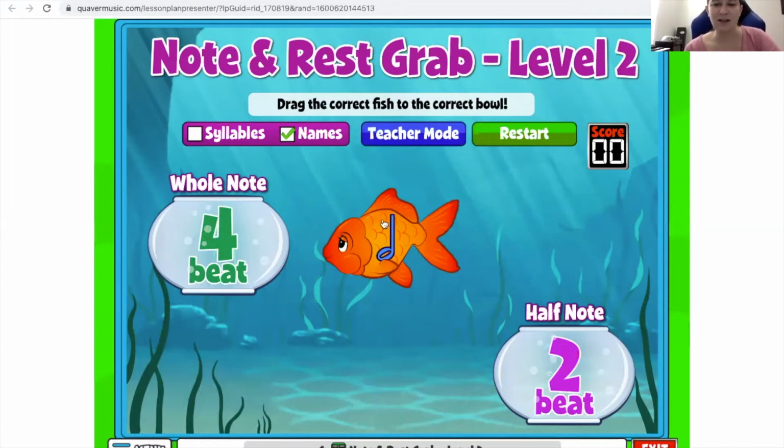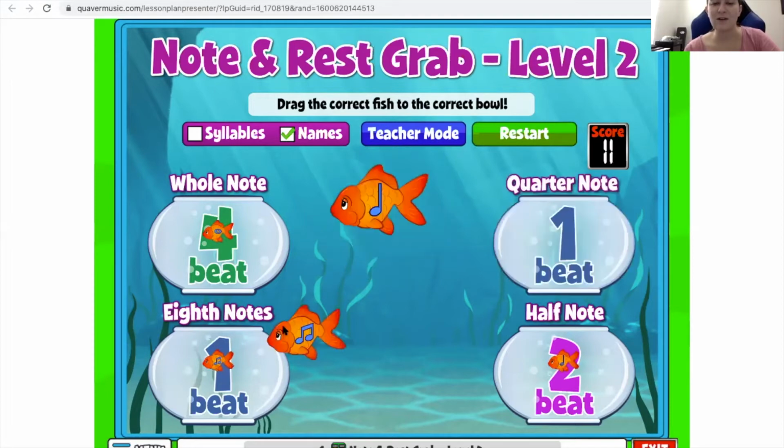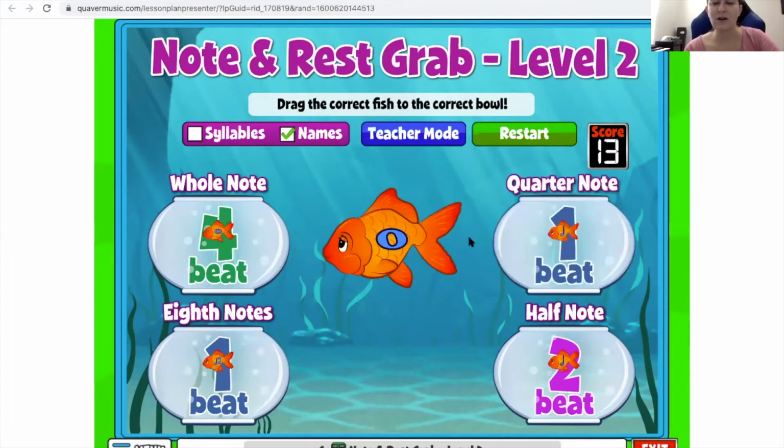Oh my goodness, that is going to be our half note. Here's another half note. Oh, our open circle, that's our new one, our whole note. Half note, whole note, half note. It's fast, I told you. Here's our eighth notes. Eighth notes. Whole note, eighth notes, half note, eighth note. Here's our quarter note, whole note.